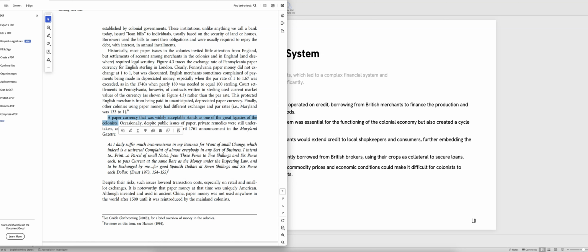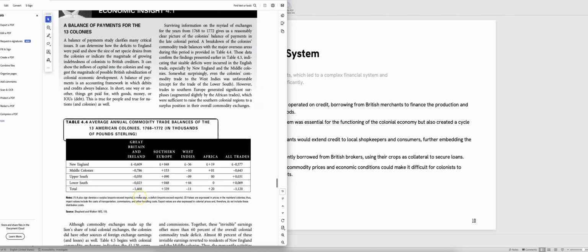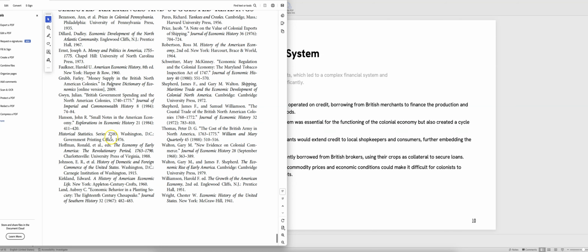The Grubb text, money supply in the British North American colonies. You'll see this in the references. This is actually a really good piece. If your thing is that you're really interested in coins and early currencies, look in the references for this Grubb piece. If you can't find it, I'll find you this, if this is just something you're interested in. That would be this reference right here.